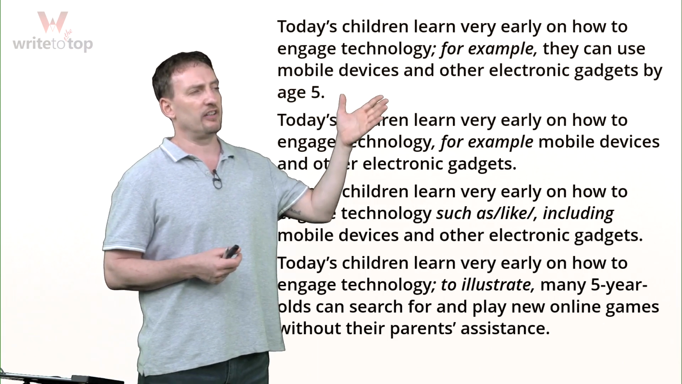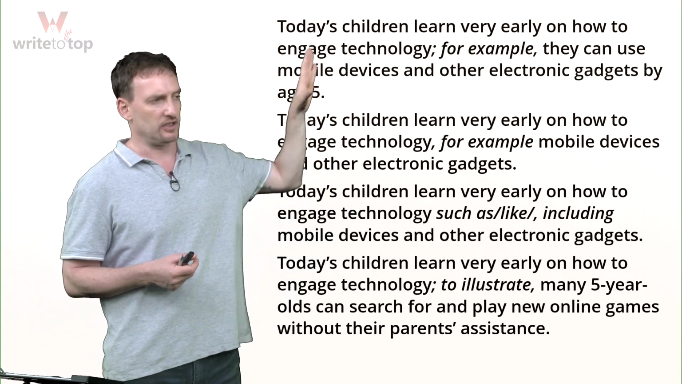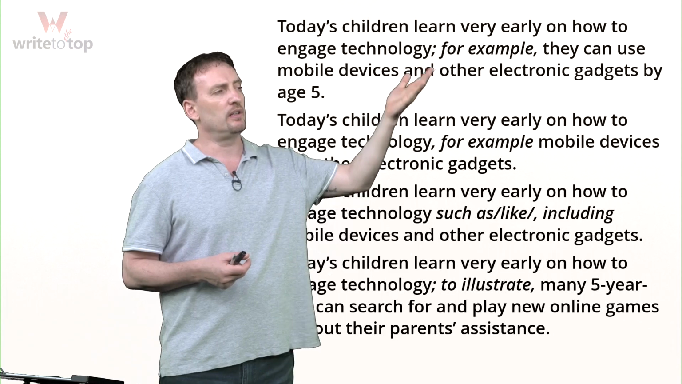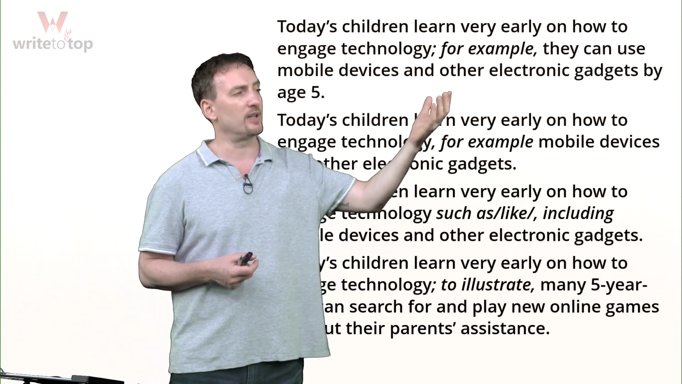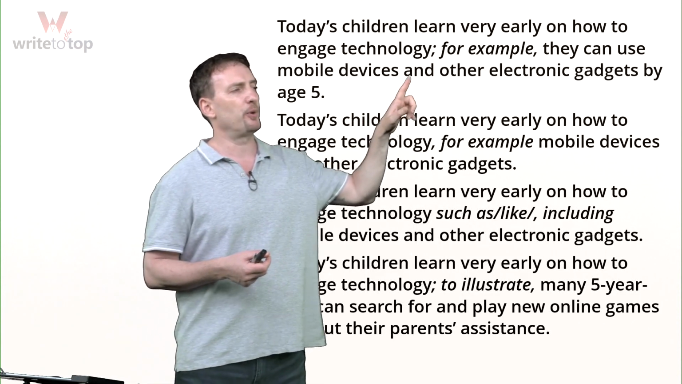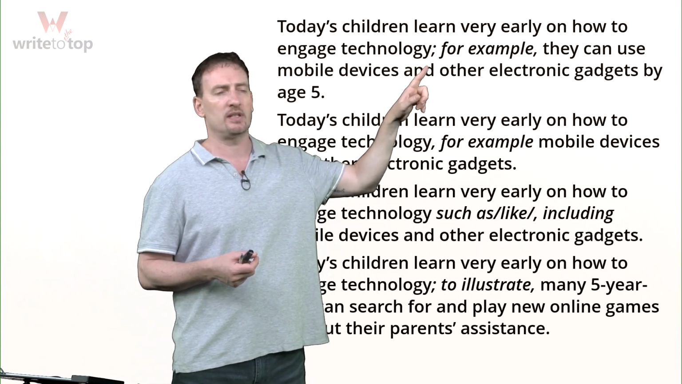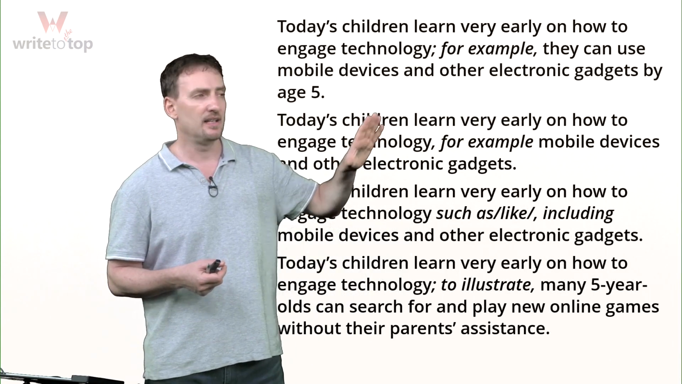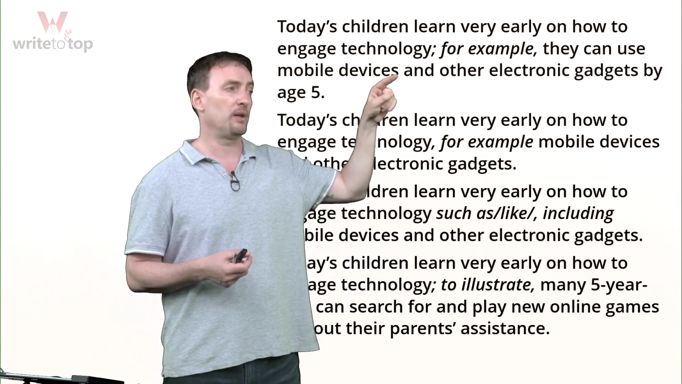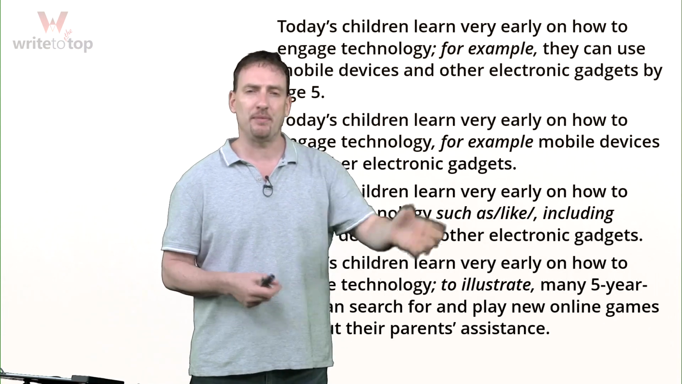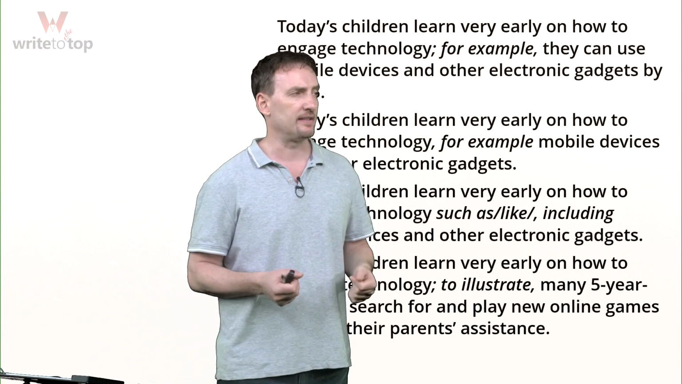Today's children learn very early on how to engage technology. Like you'll notice that all these sentences are the same. Semicolon, starting a new sentence, for example, comma. They can use mobile devices. Now, very important to understand here, I have a semicolon, and then, for example, comma. I'm starting a new sentence after the semicolon. You can put a period, capital F, for example, comma, and then get into your sentence.